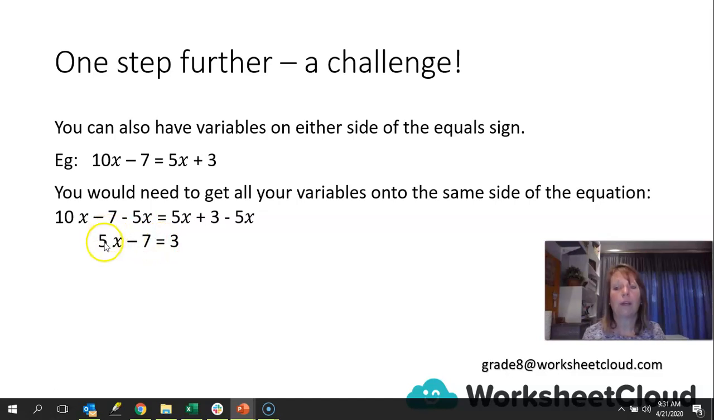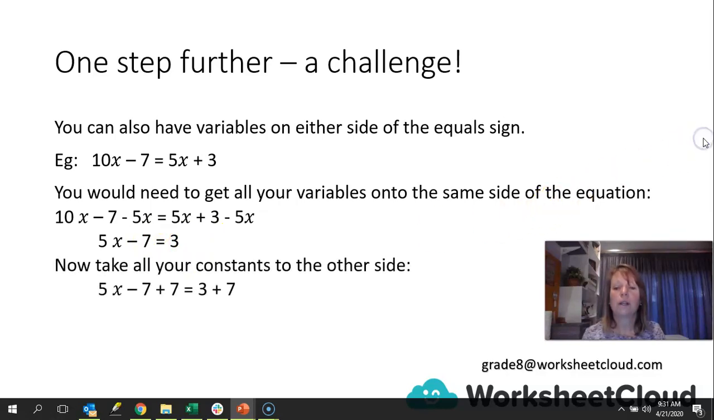Now we've got to get 5x on its own. We're used to working with something that looks like this. So we've got to take away the 7 by adding on 7, and we'll add on 7 to that side. Okay, so all our constants to the other side. There we can see minus 7 plus 7 is going to give us 0. But we have to add on 7 to keep our scale balanced. So we're going to end up with 10 on this side and 5x on the other side.